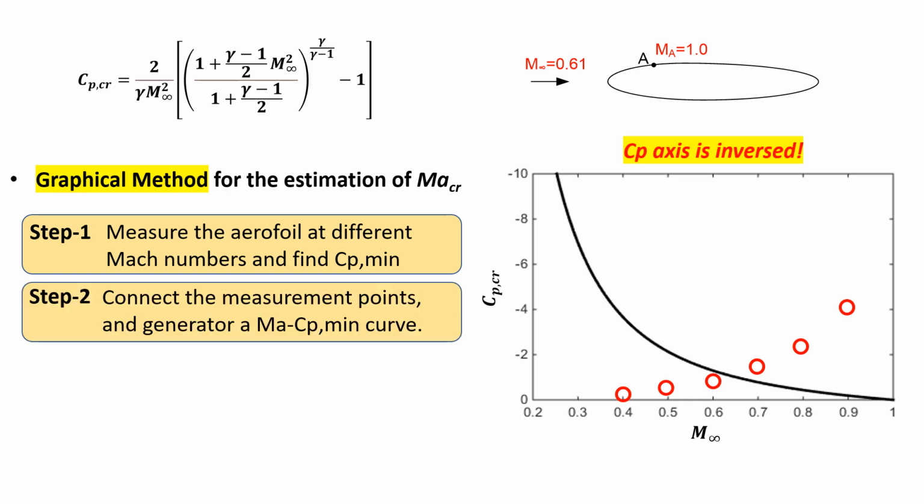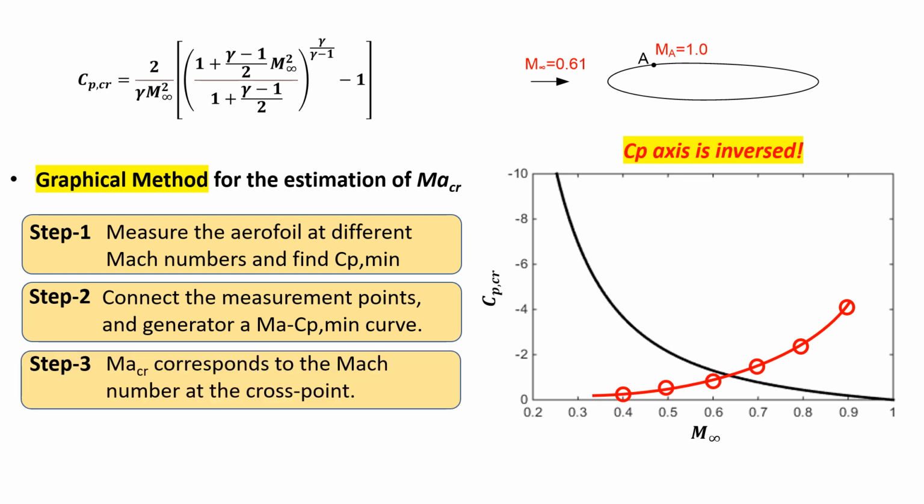And then we move to step 2. We connect the measurement points and generate a Mach number versus CP minimum curve. So we can generate such a curve. Now maybe you already know what happens. How do we get the critical Mach number? Step 3: the critical Mach number corresponds to the Mach number at the cross point. So the cross point determines the critical Mach number. Now you can see this is purely a graphical method. The critical Mach number is derived through the cross point. So this is, I would say, the magical part.